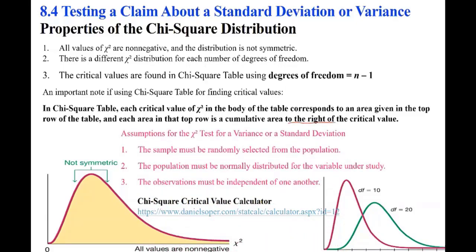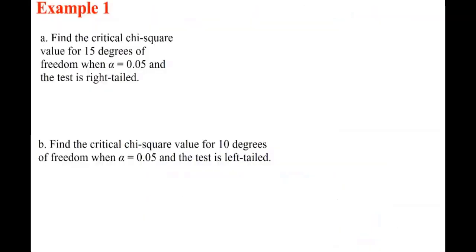Assumptions for the chi-square test for variance or standard deviation. 1. The sample must be randomly selected from the population. 2. The population must be normally distributed for the variable under study. And 3. The observations must be independent of one another. Let's just refresh everyone's memory as far as the chi-square is concerned.